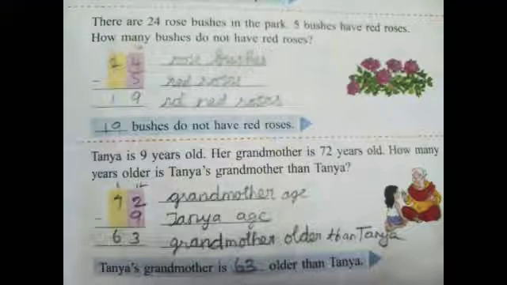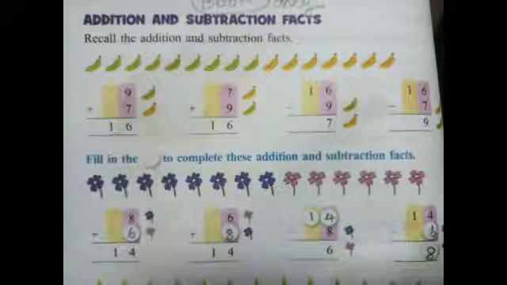Okay. Next, fourth question. Tanya is 9 years old. Her grandmother is 72 years old. How much older is the grandmother than Tanya? Okay children, Tanya's grandmother is older than Tanya. We know that, no? So grandmothers have more age. Yes, it is 72, and Tanya's age is 9. So what is the difference between them? It is 63. The grandmother is 63 years older than Tanya. That is the question.